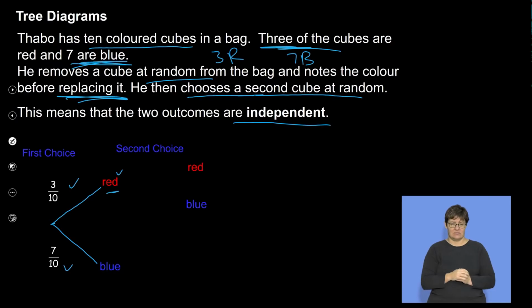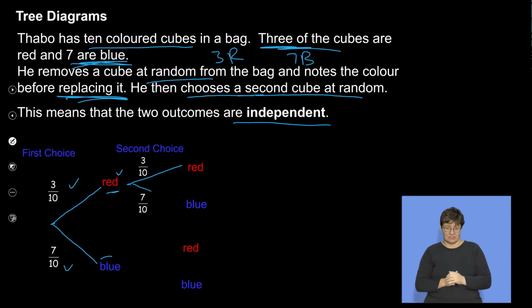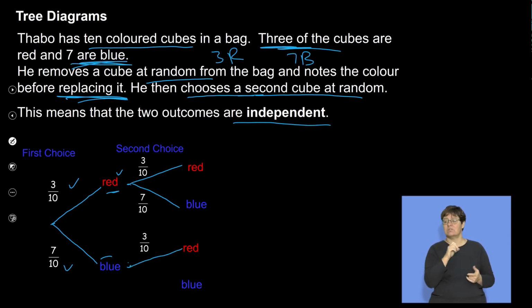So for the second part also, if I get blue and replace it, if I do it the second time, I can still get red or blue. The probability of red is 3 out of 10, and the probability of getting blue will give us what? 7 out of 10. And what about the probability of red? Still the same, 3 out of 10, and the probability of blue is still 7 out of 10.